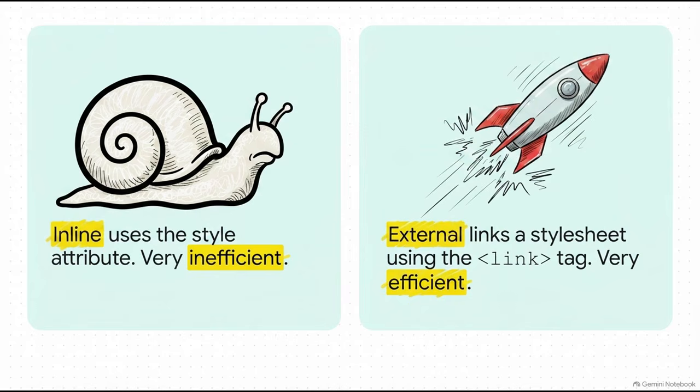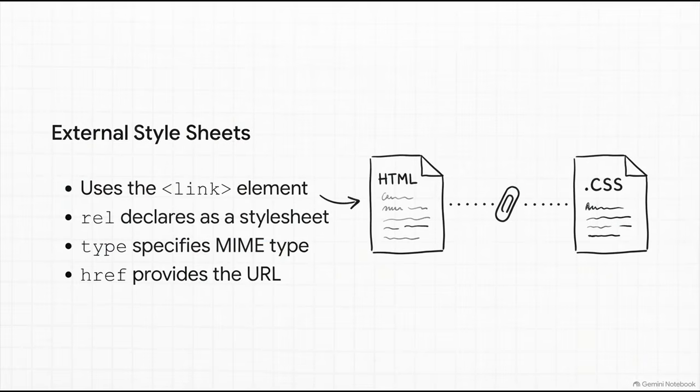External linking, on the other hand, that's your rocket ship. You write the rule exactly once in a totally independent CSS file, link it to your HTML, and boom, you instantly style an entire website that could consist of hundreds of pages. And that rocket ship efficiency all comes from a single, simple line of code placed in your HTML header using the link element. You simply declare the relationship, the rel attribute, as a style sheet, specify its MIME type, and then use the href attribute as the map to point directly to your CSS file. Just one line of code, and your entire presentation layer is connected.